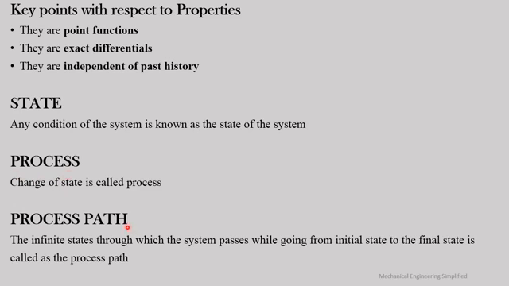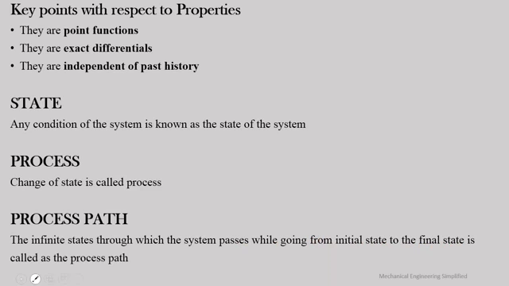And what is the process path? The infinite states through which the system passes while going from the initial state to the final state is called the process path. We have state 1 and we have state 2, and the infinite states through which the system passes while going from initial to final state is known as the process path. The process path can be a constant pressure path, constant volume path, constant temperature path, adiabatic path, anything. That would be specified as the path.